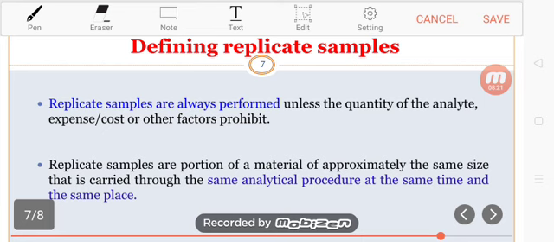Okay, next is defining a replicate sample. What does it mean by replicate sample? Since you have a sample, you need to replicate your samples. Replicate samples are always performed unless the quantity of the analyte, expense, cost or other factors prohibit. Replicate samples are portions of material of approximately the same size that are carried through the same analytical procedure at the same time and the same place. The function of replicate samples is to make sure your analysis is reliable.